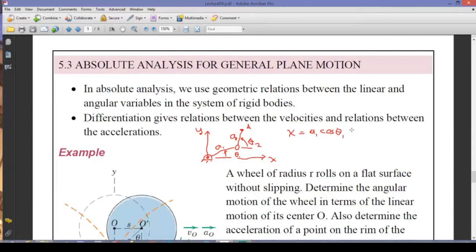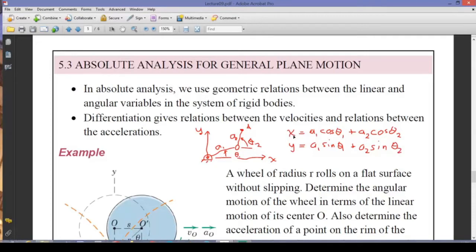and then it will be plus A2, this is the second length, and then I'm trying to find the projection of that, cosine theta 2. And then y-axis will be written out as A1 sine theta 1 plus A2 sine theta 2. As simple as this. Now I have a relationship between the absolute position of this point A with respect to the origin of this frame.